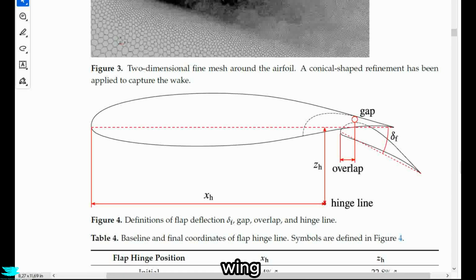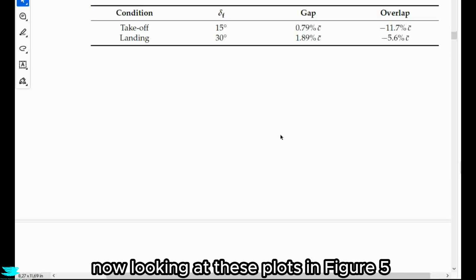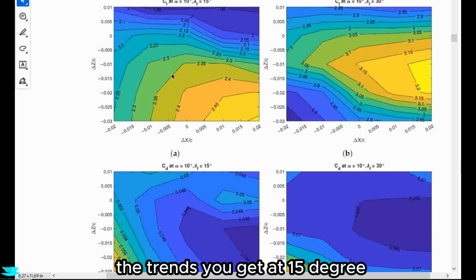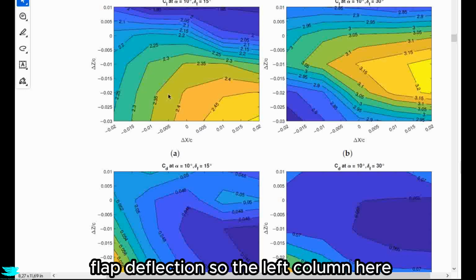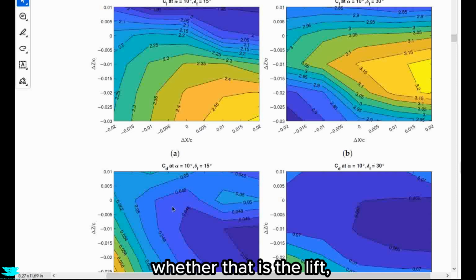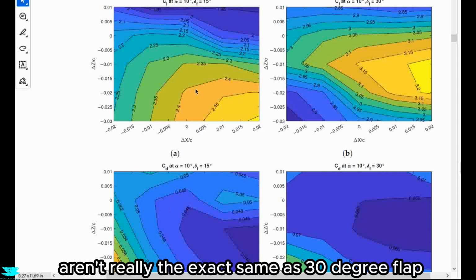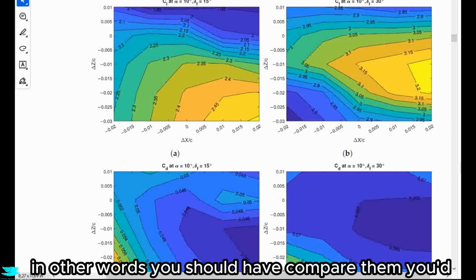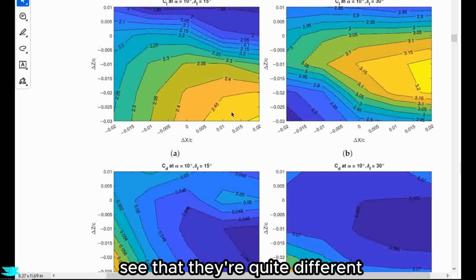Now looking at these plots in figure 5, it's interesting to see that the trends you get at 15-degree flap deflection, so the left column here, whether that is the lift, drag, or pitching moment coefficient, aren't really the same as at 30-degree flap deflection, so the right column here. In other words, if you were to compare them, you see that they're quite different.